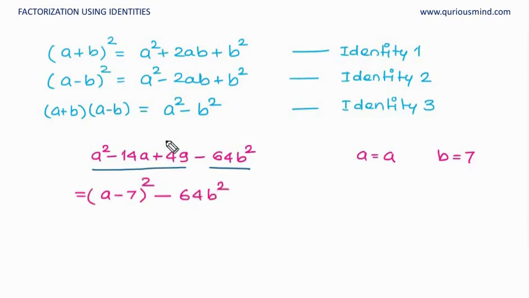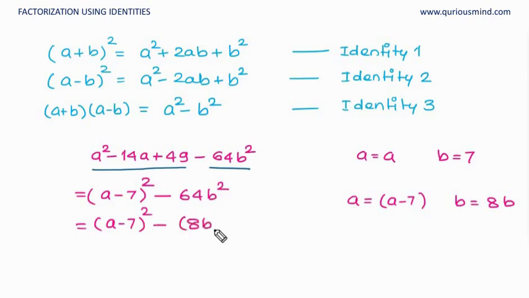Now I see that this resembles square of one number minus square of other number, which is identity 3. And in case of identity 3, for my A is equal to A minus 7 and my B is equal to 8B. So this is same as A minus 7 whole square minus 8B whole square.